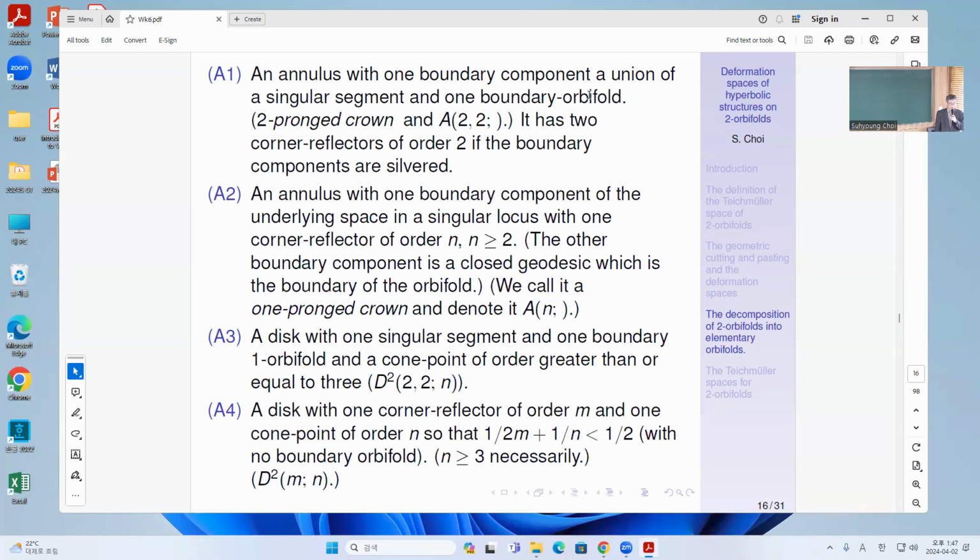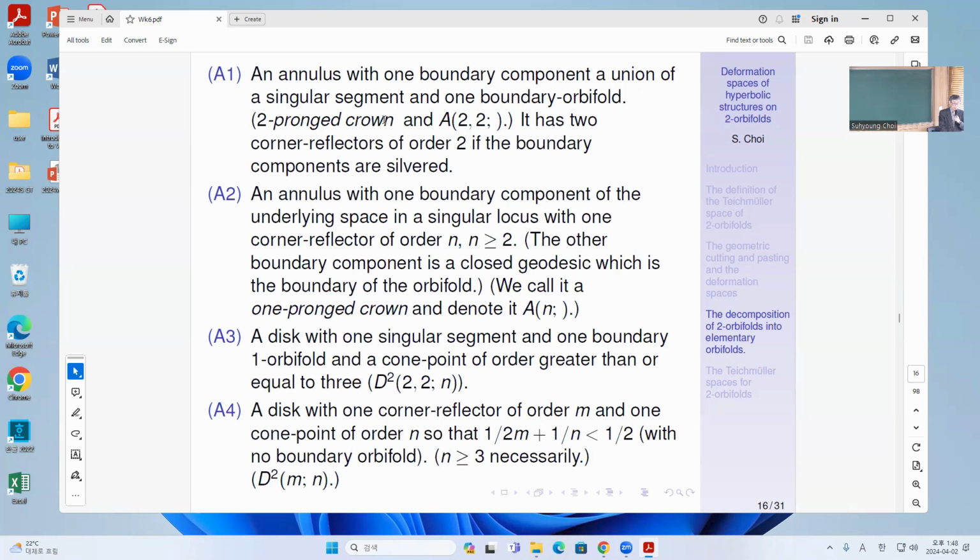So it's the two-pronged crown. One boundary component is a union of one mirror point and one just boundary orbifold. So it's a union of these two, and the other one is just a cross circle. You can think of it like this: if you fully mirror everything in the one boundary component, you get corner reflectors of order 2, 2. So you get an annulus with corner reflectors 2, 2, and no cone points here.